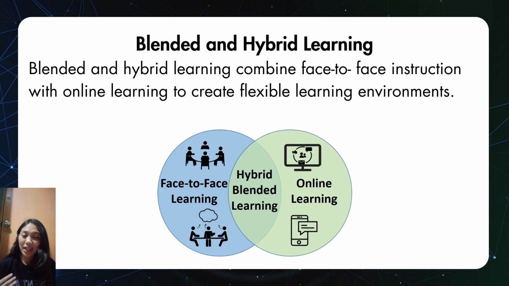For example, in a blended classroom, a teacher explains a math lesson in class. Afterward, students go online to watch a video tutorial, answer practice problems, and submit homework through an LMS. In a hybrid setup, students may attend school 3 days a week and learn online for the remaining days. Online activities may include virtual discussions, recorded lectures, and digital assessments.